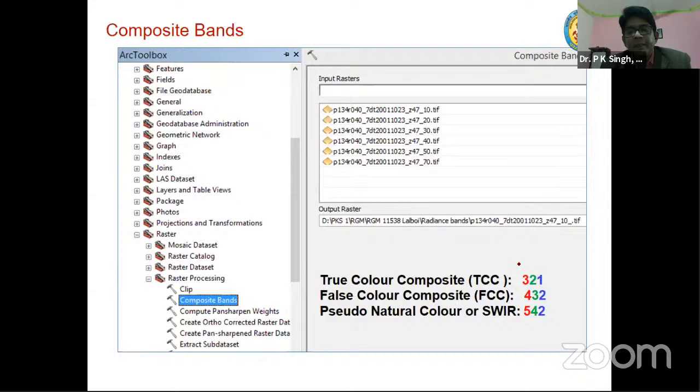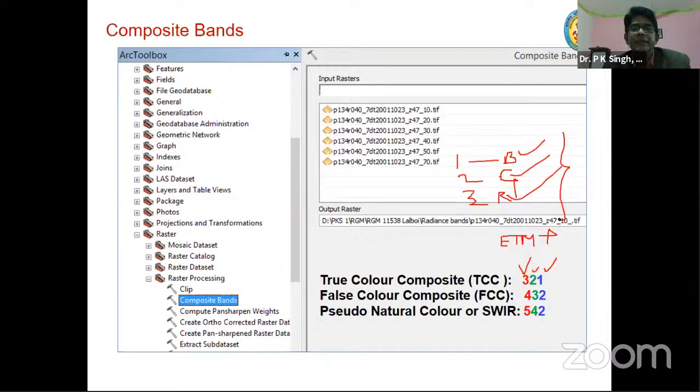See here, band 3, band 2, band 1. I am taking ETM data; I will tell you why. In ETM plus, the first band is the blue band, the second band is the green band, the third band is the red band. If you are giving red color to the red band, green color to the green band, and blue color to the blue band, then it will be true color. The colors we give are the same as the waves coming in, so definitely it will be true color. Here, 3 to 1.